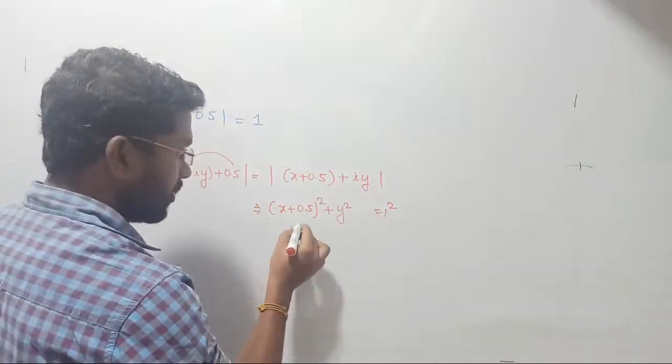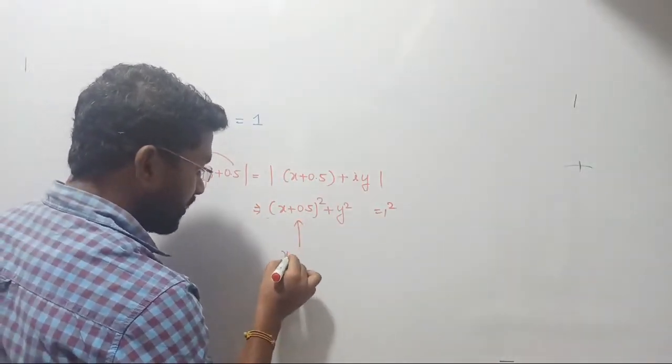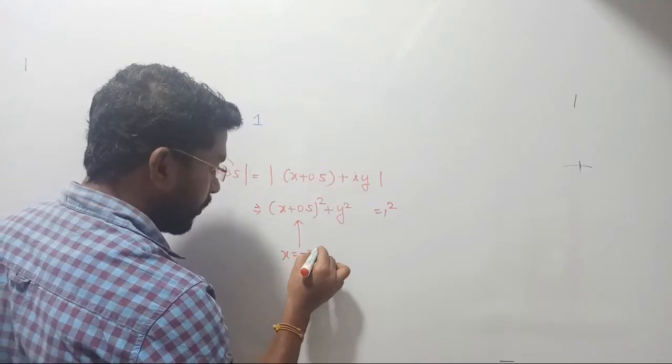Exactly. So what is the conclusion? What about the center point? For x equal to what? Minus 0.5. Exactly.